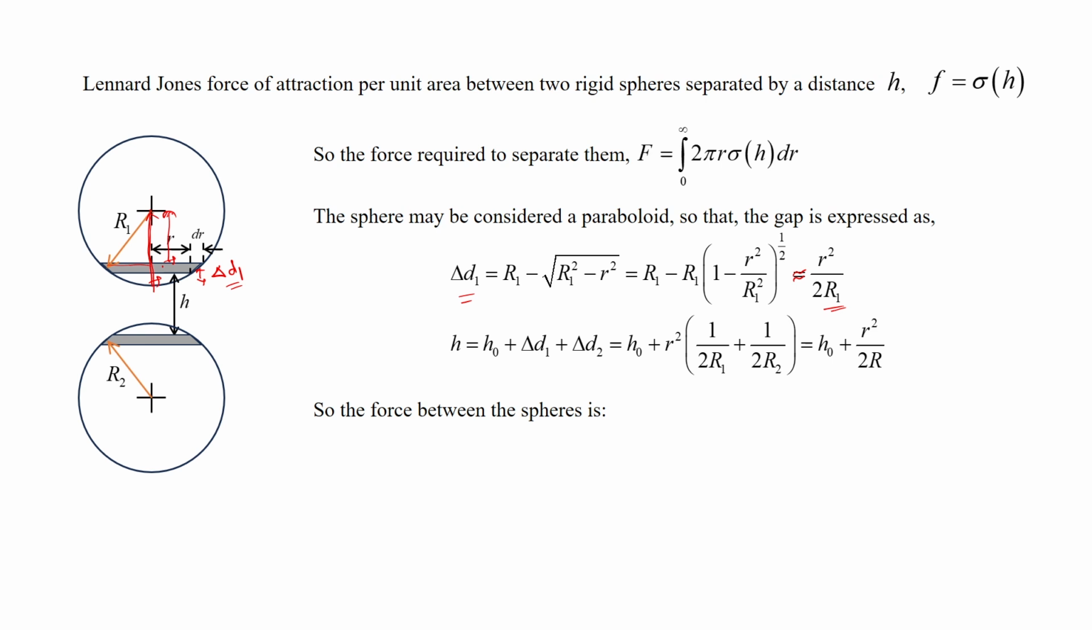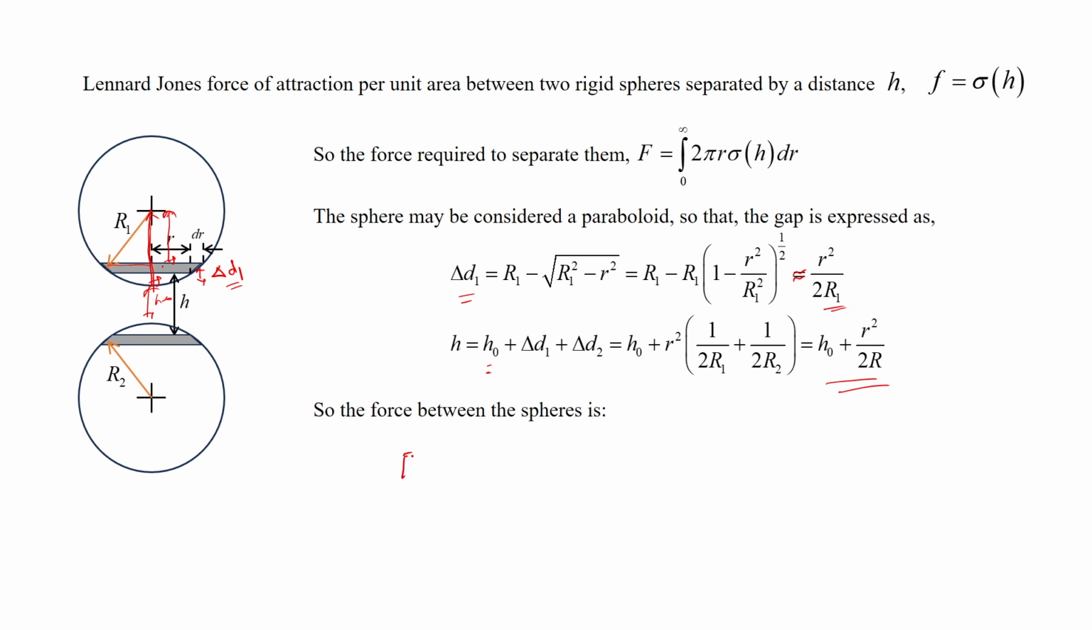So, the gaps will be, let us say h0 is the gap here, something like this, okay, plus delta d1 plus delta d2. So, that defines this particular height h or the gap h between these two thin strips, and that gives rise to this expression h0 plus r square by 2R. So, the force between these two spheres, okay, we can actually substitute over here.